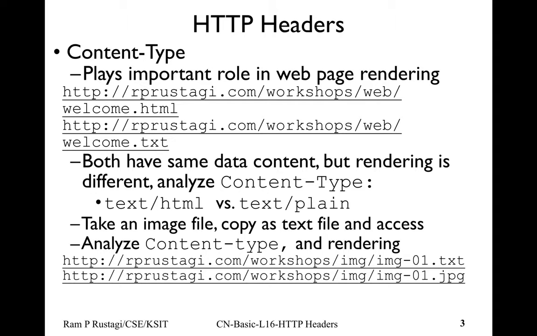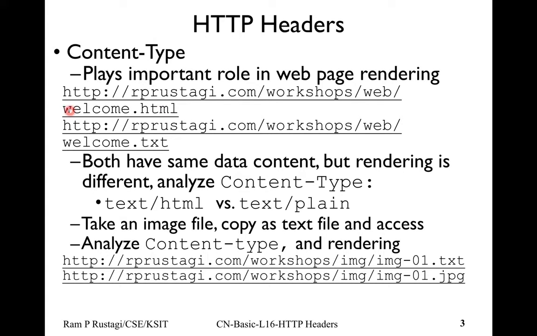Let's look at the example that we took last time, the role the content type plays. We said if content type is text HTML, you will see a formatted output. If content type is text plain, you see a simple web page dump output. Let's see how the content type plays the role. So let's open these two web pages.